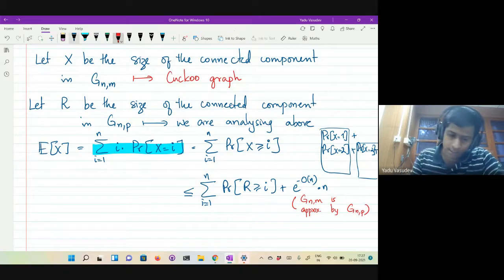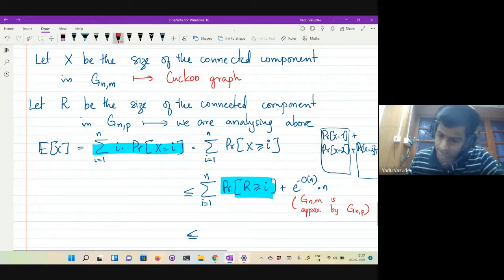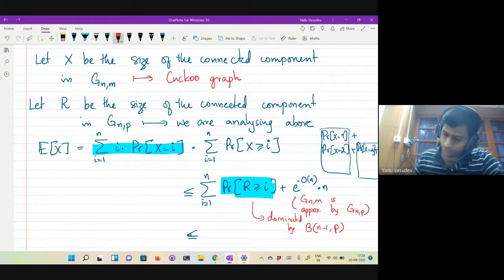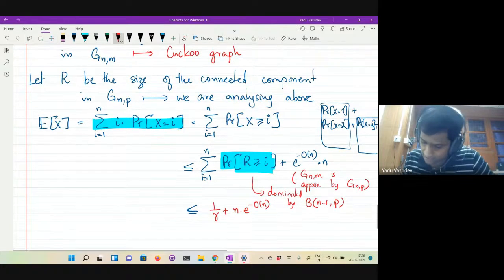And now here, this term is what we said is dominated by the binomial B(n minus 1, p). So therefore, this is nothing but at most 1 over gamma plus n times e to the minus O of n. So this is nothing but order 1.